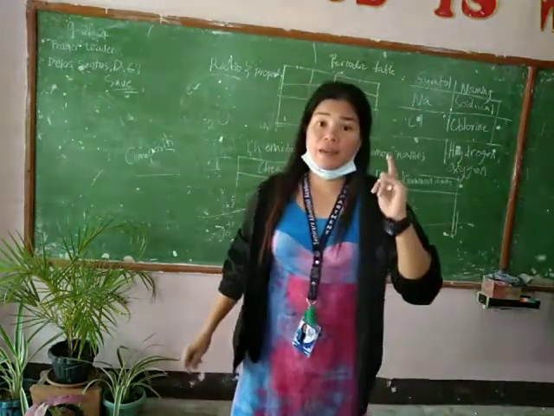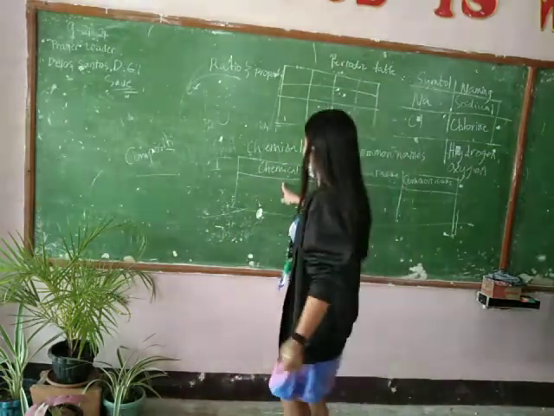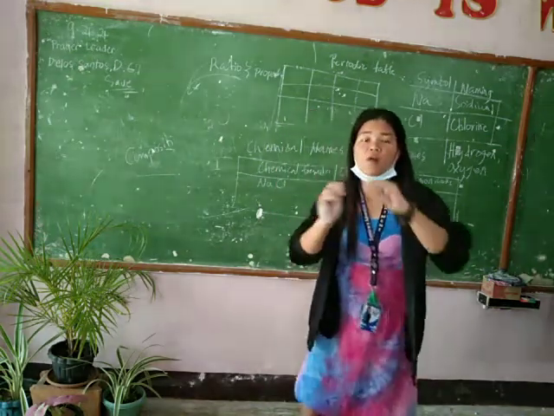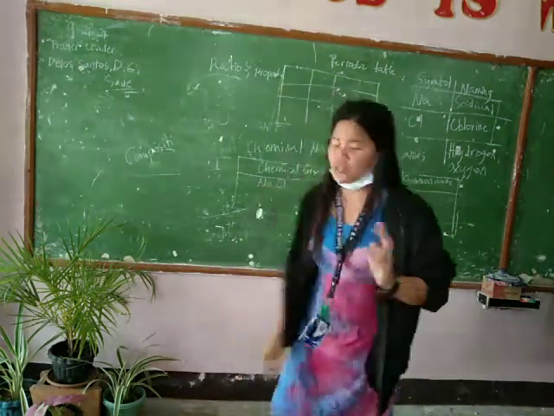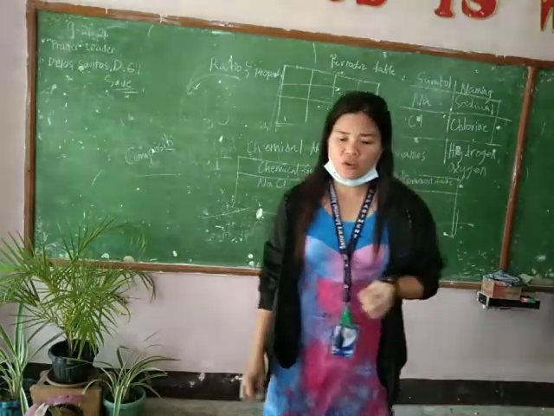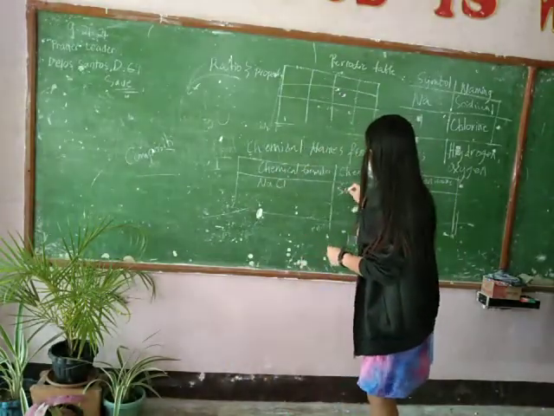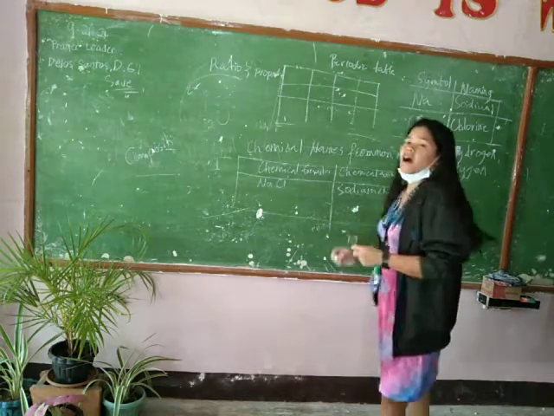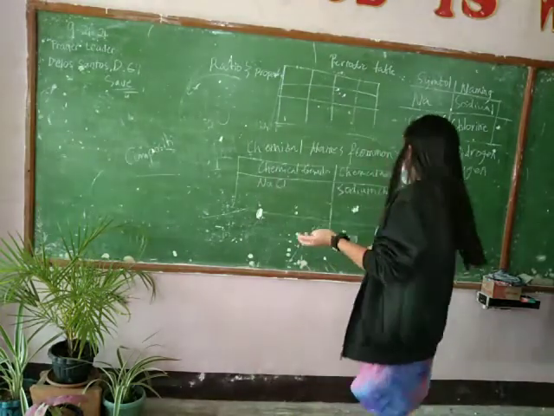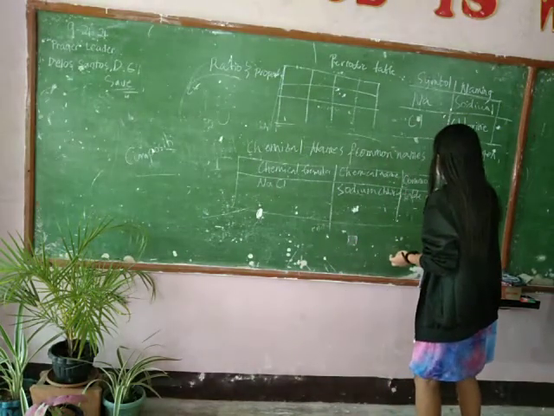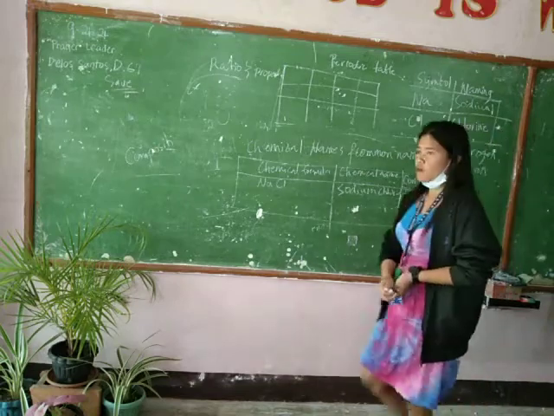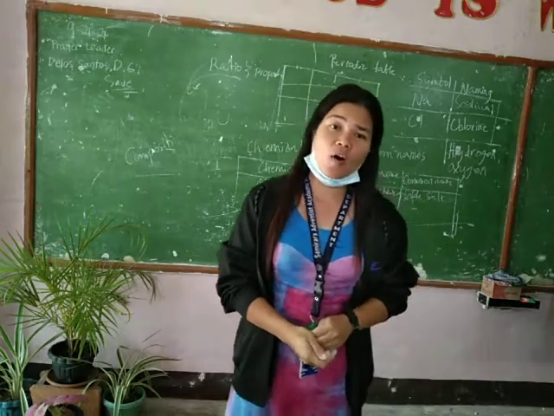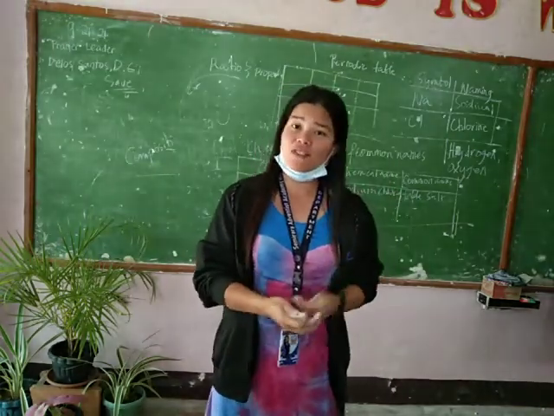Chemical names, for example NaCl. NaCl means the elements are combined. The chemical name is sodium chloride. Its common name is table salt, or asin in your house. For example, your name is Renzel, and your common name is Mayor. It's that simple.